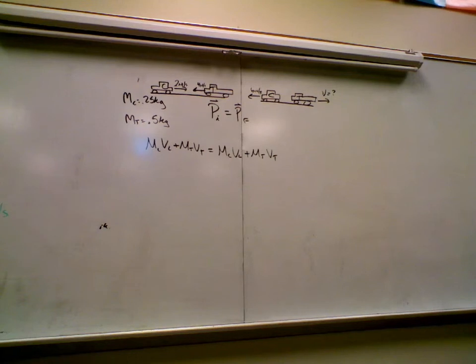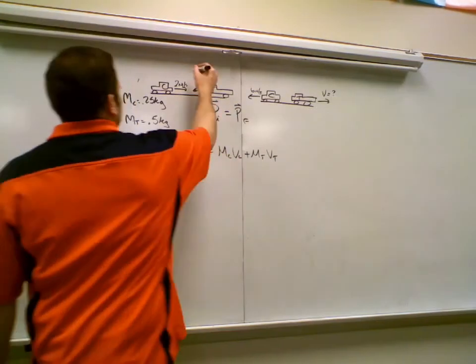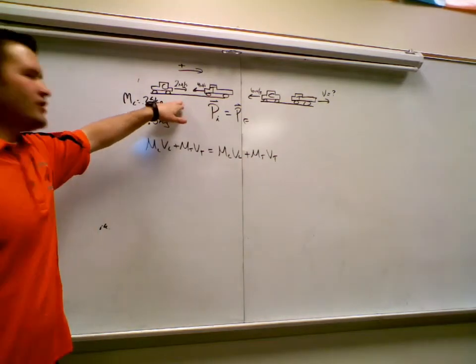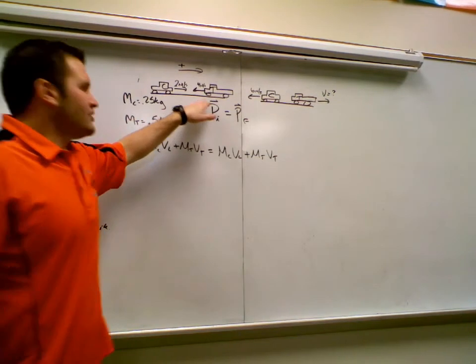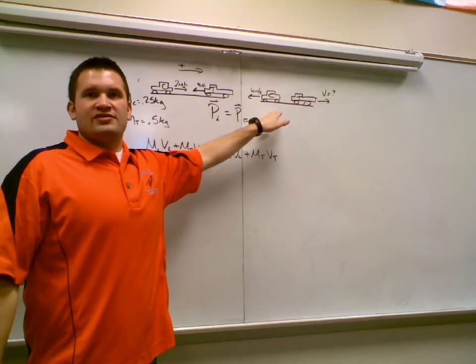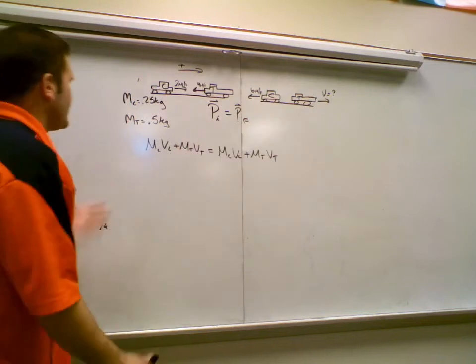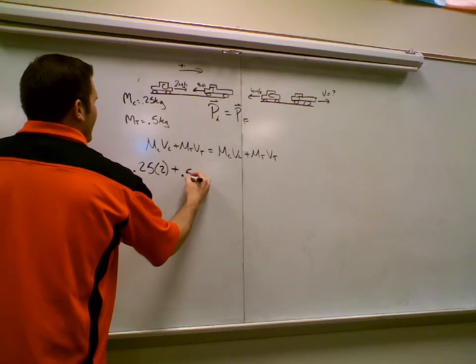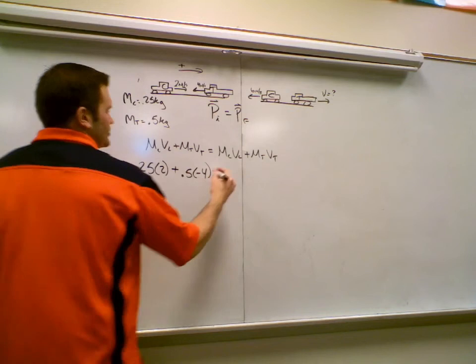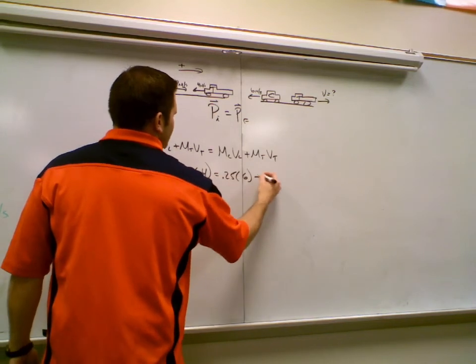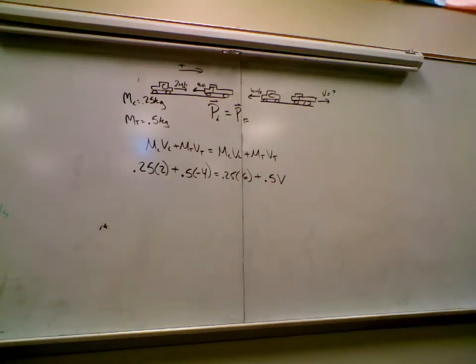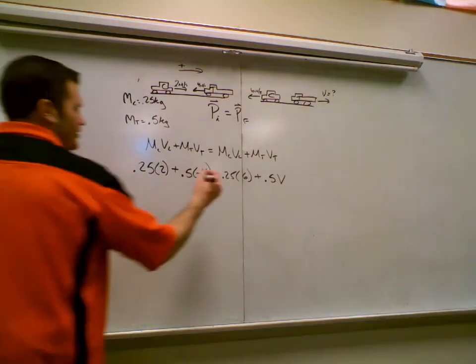Now, momentum is a vector, so direction matters. So which way do you guys want to go positive? Right? The right? Okay. So that makes the car's initial velocity positive, the truck's initial velocity negative. The car's final velocity is negative. Okay, so let's plug in what we know. 0.25 times 2 plus 0.5 times negative 4 equals 0.25 times 6 plus 0.5 times v. Right? Now we get to solve. Is it negative 6? Yes, thank you, Kyle.